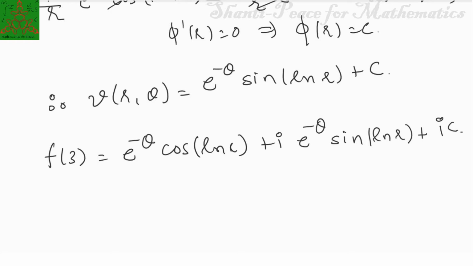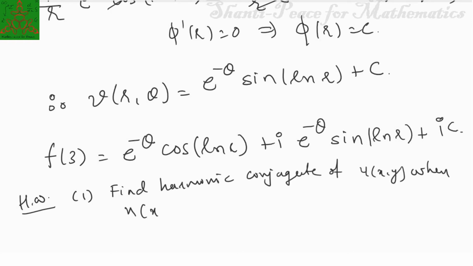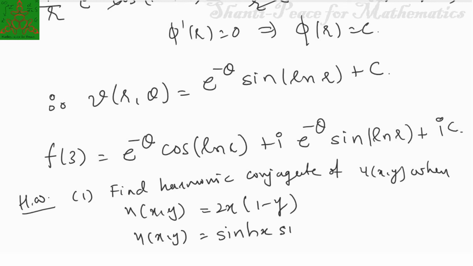I'm giving you some examples as an exercise, that is homework. So first, find the harmonic conjugate of the following functions: u of x, y is 2x into 1 minus y, and u of x, y is sine hyperbolic of x into sine y. So solve these two examples yourself and find out what are the harmonic conjugates of these.